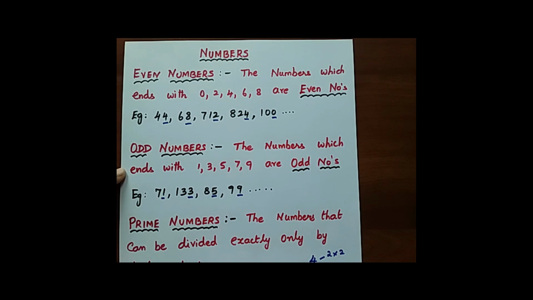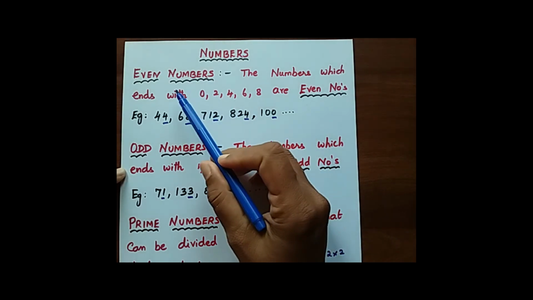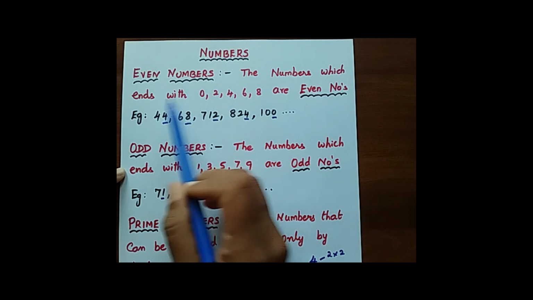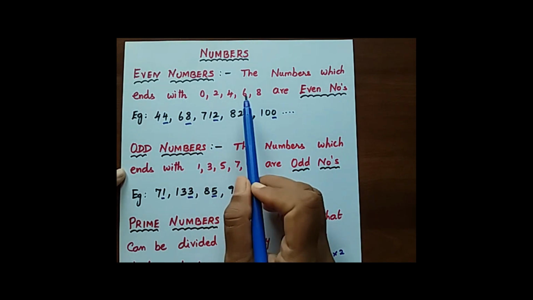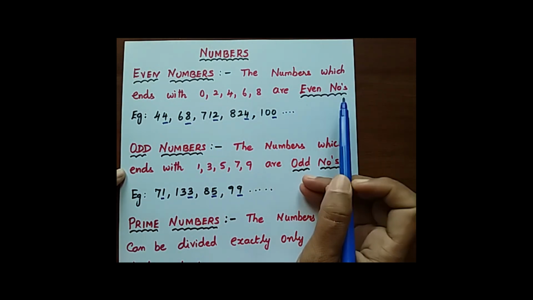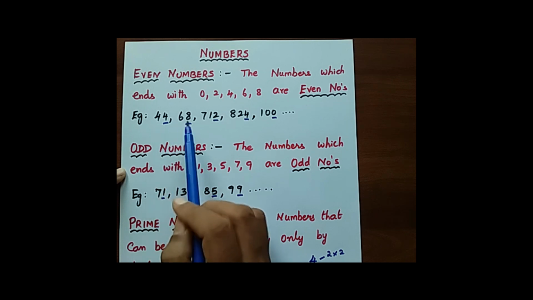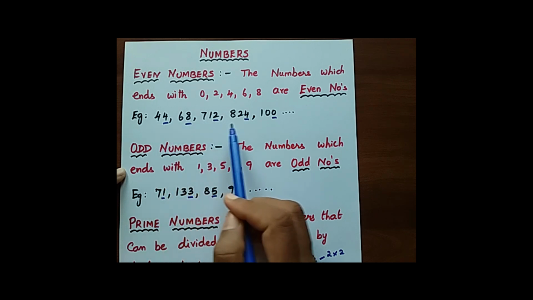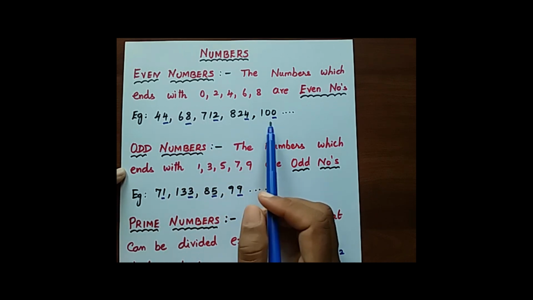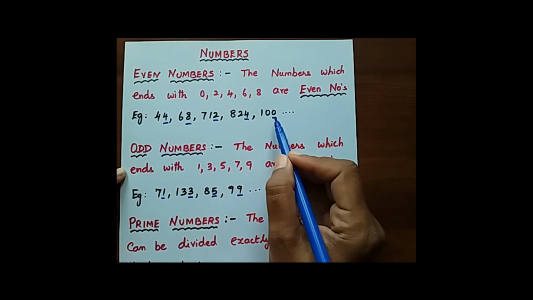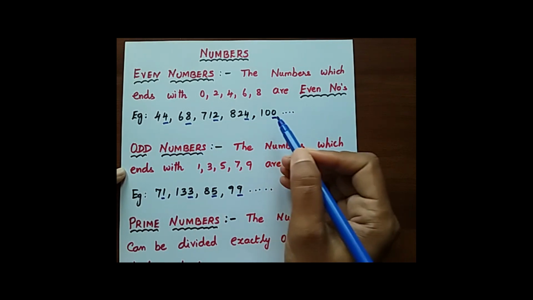Today's topic is numbers. First we are going to see what are even numbers. The numbers which end with 0, 2, 4, 6 and 8 are even numbers. For example, I am taking a few numbers: 44, 68, 712, 824 and 100. Okay, see these numbers in the unit place, that is the ones place.